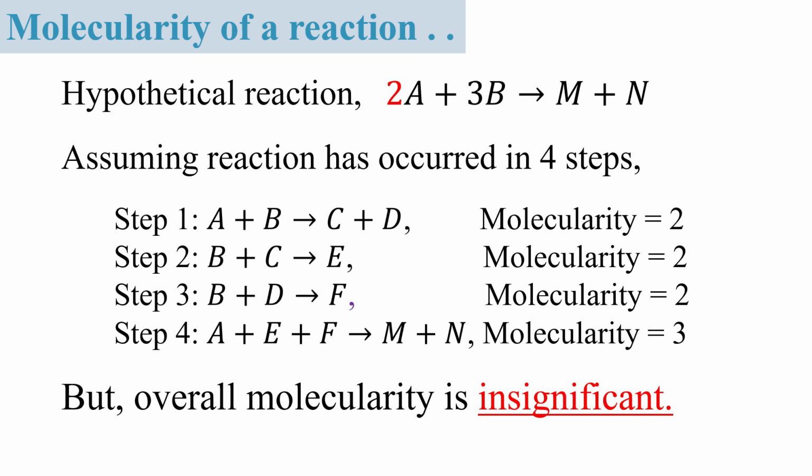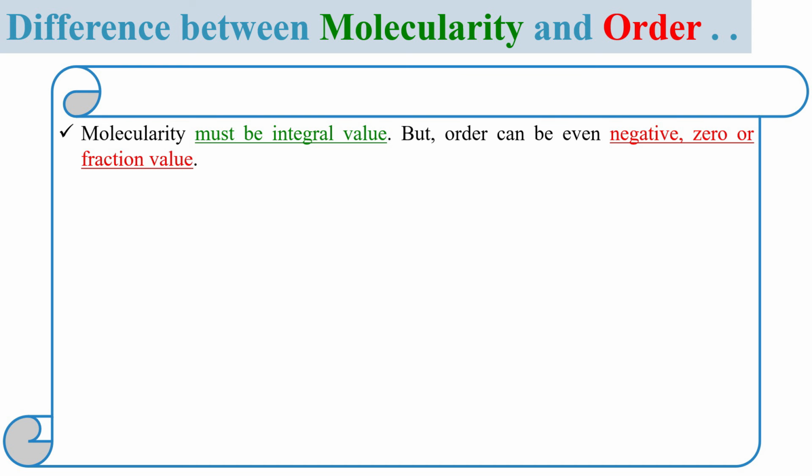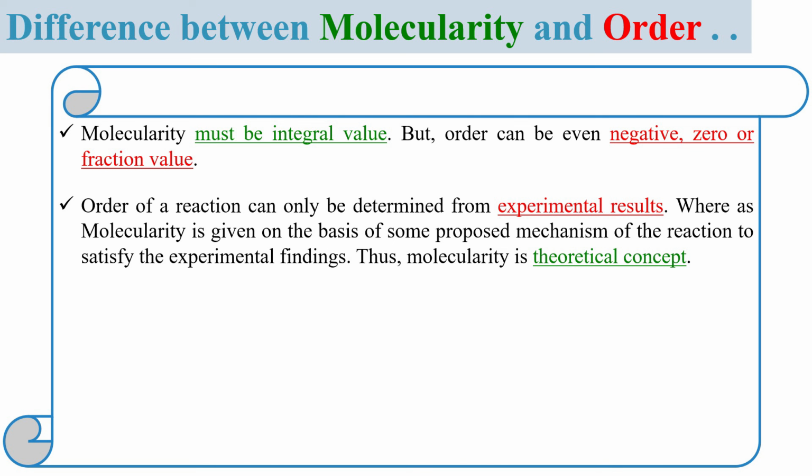I hope everyone understood. Now, a common question most frequently asked in examinations or interviews is, what is the difference between molecularity and order of a reaction? Molecularity must be an integral value, but order can even be negative, zero or a fraction. The order of a reaction can only be determined from experimental results, whereas molecularity is given on the basis of some proposed mechanism of the reaction to satisfy the experimental findings. Thus, molecularity is a theoretical concept.